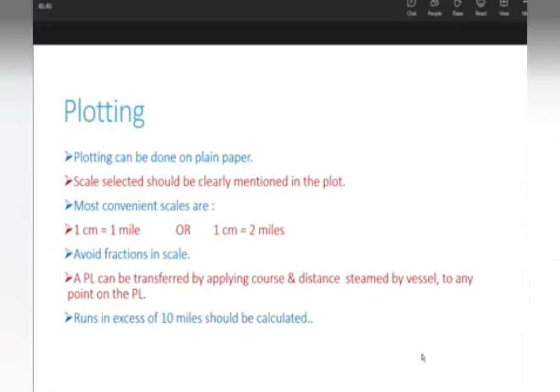One is that this question of plotting is very similar to what you do in chart work. The only difference here is in chart work you have a chart, and in plotting we have to do it on our answer sheet. That is the only difference. Otherwise, all the methods which we do in chart work are applicable to plotting also. So it is very similar to chart work. And number two, I told you PL can be transferred by two methods. One is by plotting it on the plot, exactly as we do on chart work.